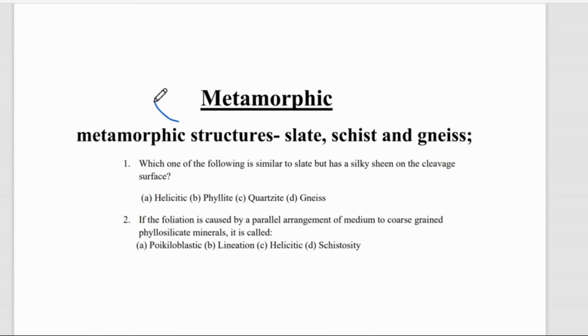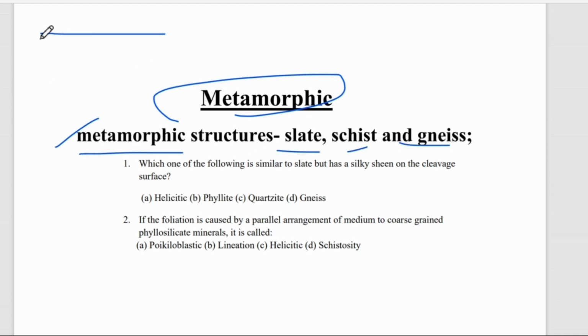Okay. Next subject is metamorphic. So in metamorphic, you will see metamorphic structures: slate, schist, and gneiss. This is how they have mentioned it in the syllabus. Do go through the syllabus. This is how they have written everything, by placing a comma after each.